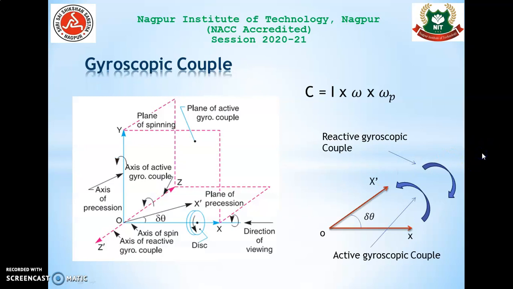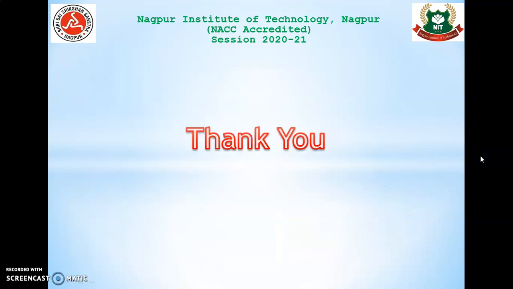Now, you can see here we have represented this gyroscopic couple by the equation C equals I into omega p. So what is meant by I? I is nothing but the mass moment of inertia of this disk. Omega is the angular velocity of this disk. And what is meant by omega p? Omega p is the angular velocity of the precession, meaning the velocity with which the axis OX is changing its position to OX dash. Thank you.